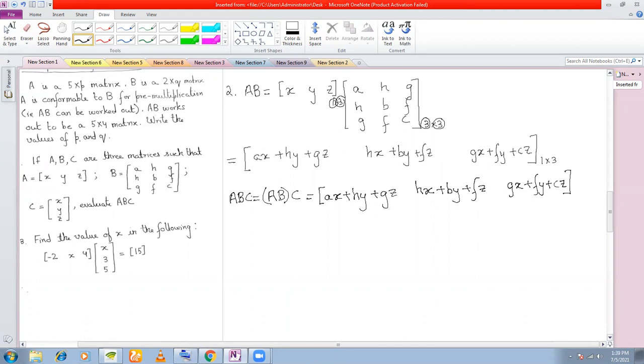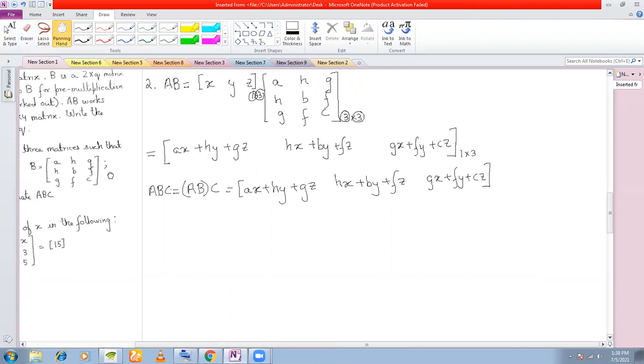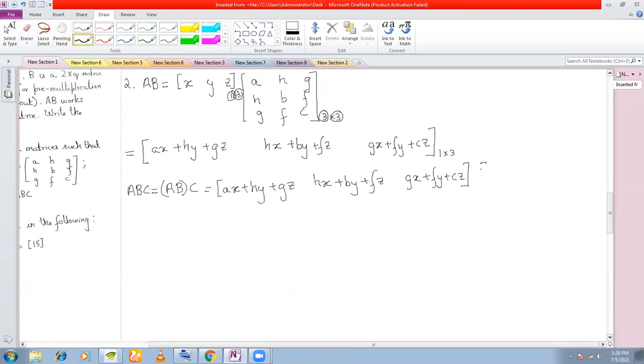And what is the matrix C? Matrix C is a column matrix of X, Y, Z. Okay. Now can they be multiplied? What should be the order? See here, this order is 1 by 3. This order is 3 by 1. The number of columns here is 3. Number of rows here is 3. So they can be multiplied. And what is the resulting matrix you are getting? You should be getting a 1 by 1 matrix. That means only one row and one column. So let's see how we get it.